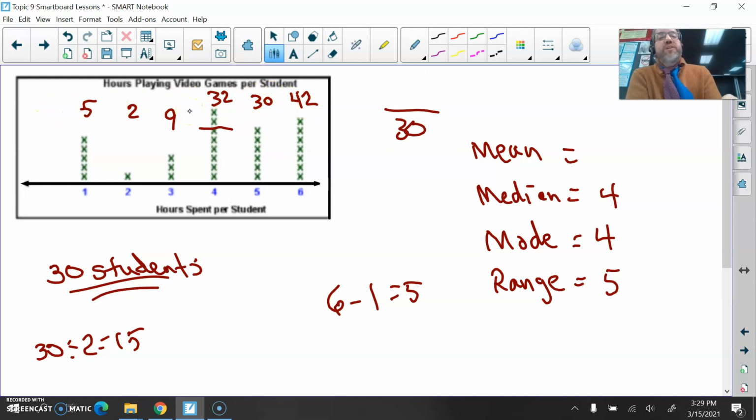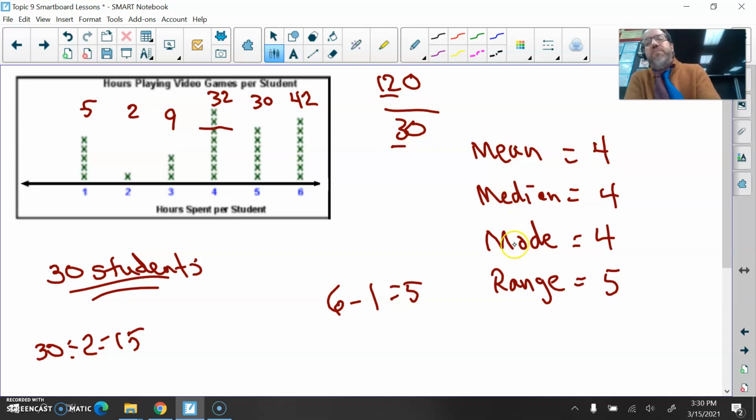Now I can add all these together. You can use a calculator for this, but I'll save time and just do it mentally. 42, 72, 104, 113, 115, 120. Okay, so I have 120 hours total, divided by 30 students. That divides really nicely. That's the same as taking 12 and dividing by 3 if you ignore the 0 at the end of each of those. We get a mean of 4.